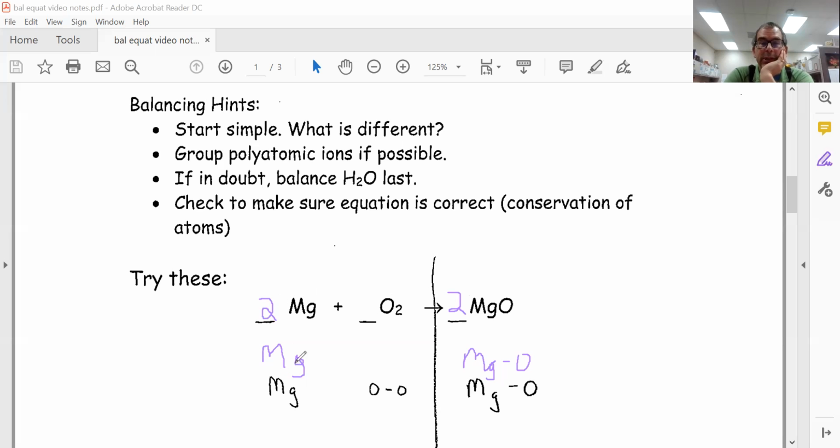2 Mg on the left, as seen here, 2 Mg on the right. Two oxygens, two oxygens. Notice again, the O2 is sitting here. The O's are connected when I have that little connector there. And if I put the two out in front, then the O's would be separate from each other. All right, let's go to another example.